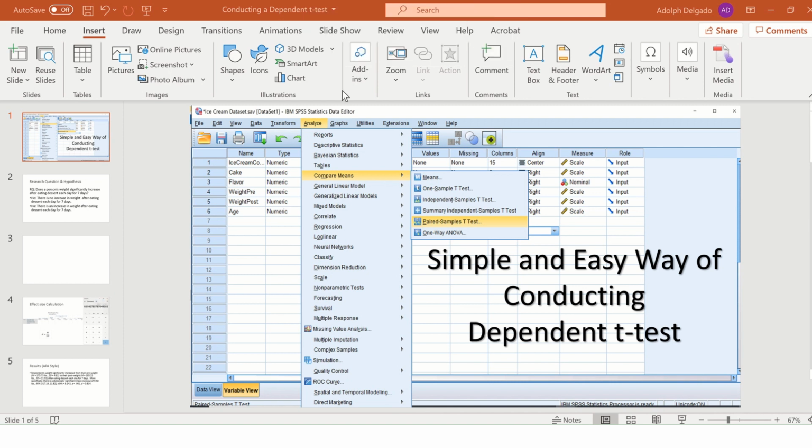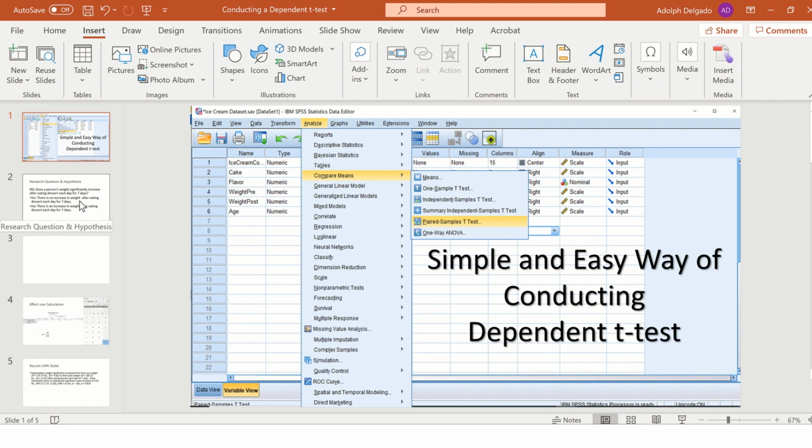Hello. Today we'll be discussing how to conduct a simple dependent t-test, otherwise known as a paired t-test. I want to go over a couple things with you today, which are how to conduct a test and how to report the results in APA style, in case you're planning on using this analysis for research purposes.